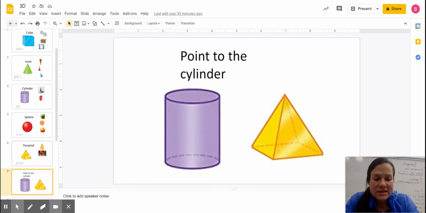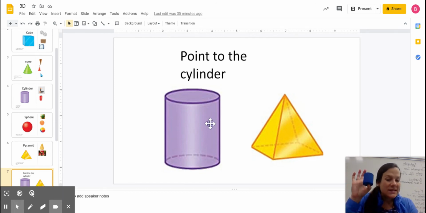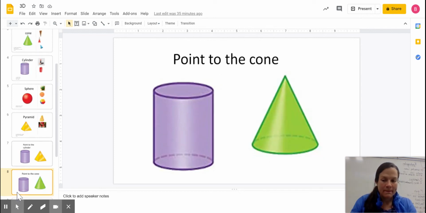I want you to look at this picture and point to the cylinder. Remember, a cylinder looks like a can of Coke or green beans. That's right, the purple shape is the cylinder. Let's look at the next one. Point to the cone. Now look at these 2 shapes. Now we just said the purple shape is the cylinder, so I'm guessing the green shape looks like an ice cream cone is the cone. Good job.